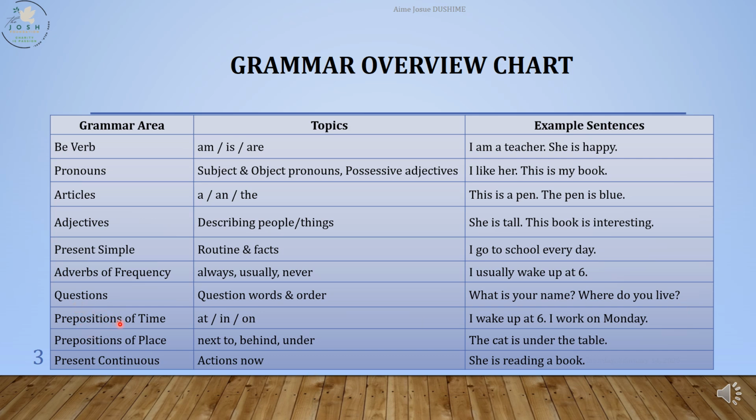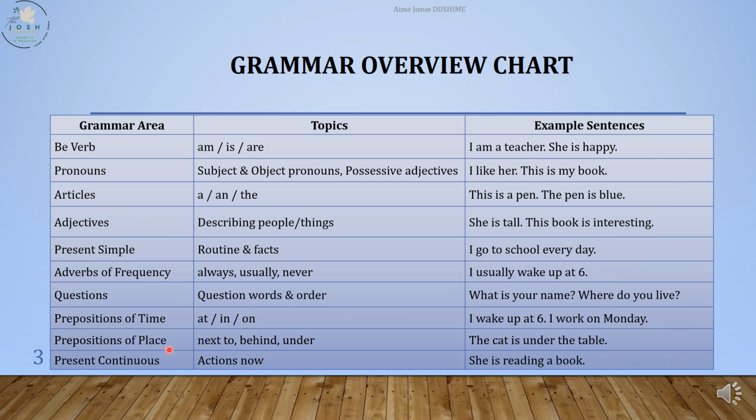What is your name? Where do you live? Prepositions of time. We learned how to use at, in, on. When we are talking about preposition of time, we use at for specific time. We use in for a long period of time, and we use on for dates. I wake up at 6. I work on Monday.